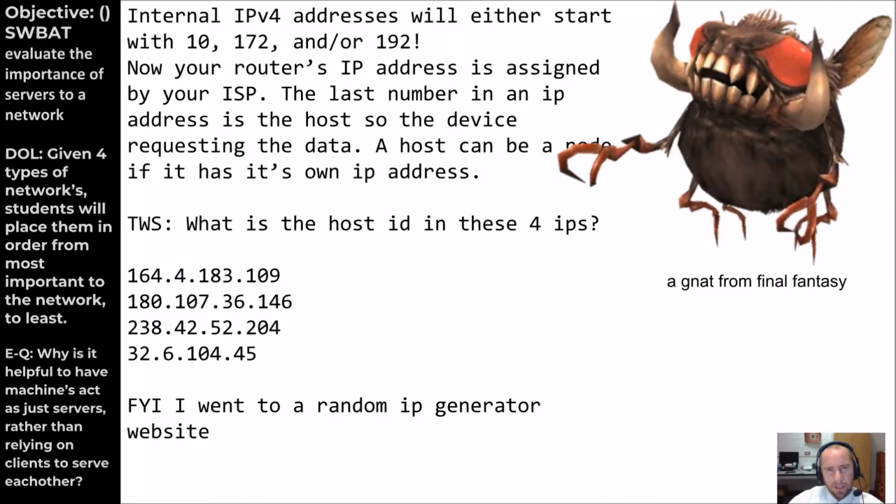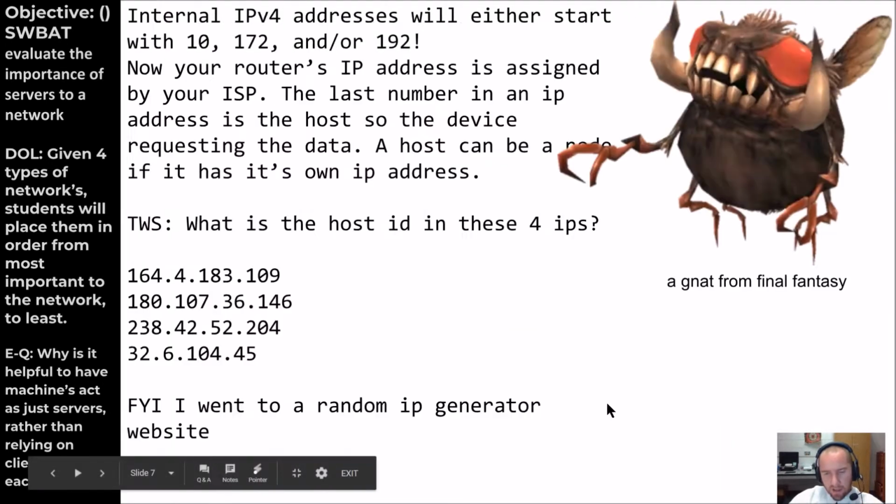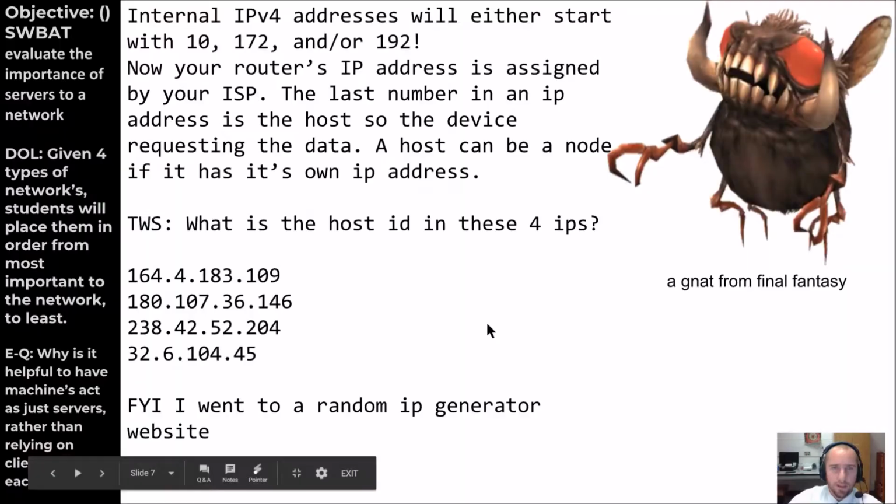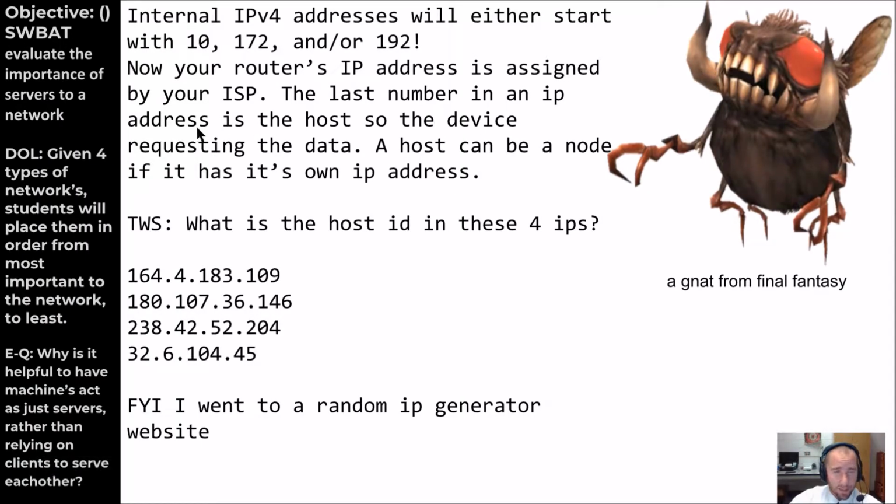Your router's IP address is assigned by your ISP. So whatever this number is, Comcast, CenturyLink, they're the ones who decide what that is. And now the last number in an IP address typically is the host number. So that's the number of the device that's requesting the data. And this is similar to a MAC address you're going to find out soon. The host number needs to be unique, especially compared to all the rest of the numbers.